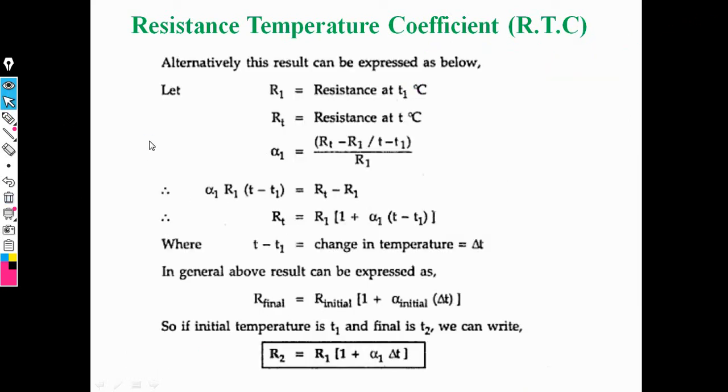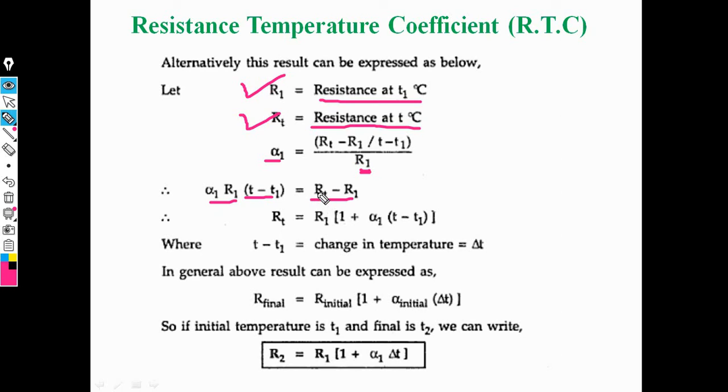Now the next equation is for R1 and R2. R1 is called the resistance at T1 degree Celsius, RT the resistance at T degree Celsius, and alpha 1 is equal to (RT minus R1) upon R1 times (T minus T1). This depends on the value of R1. Here alpha and R1 are there, then T minus T1 is multiplied, then RT minus R1.